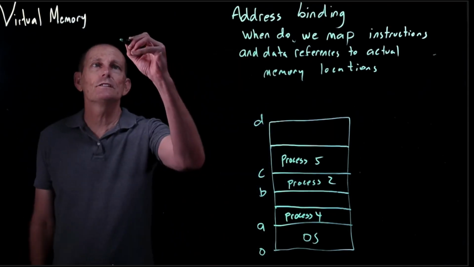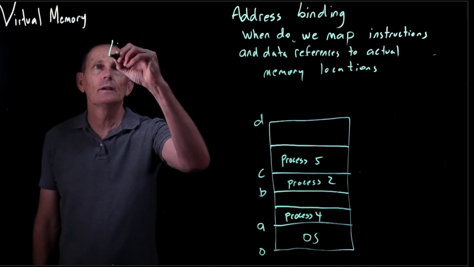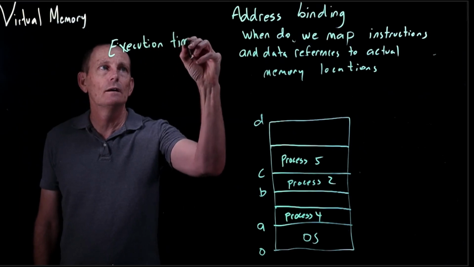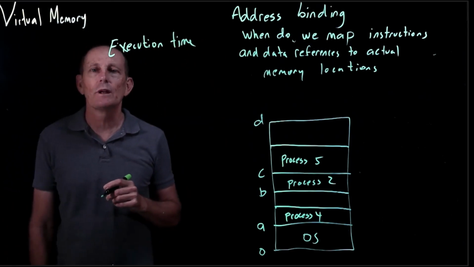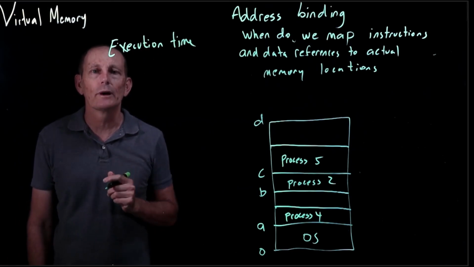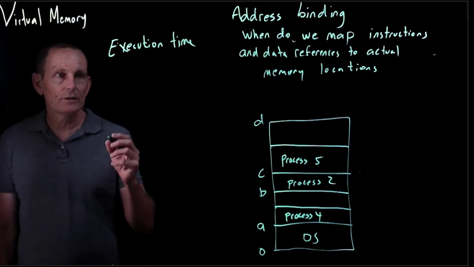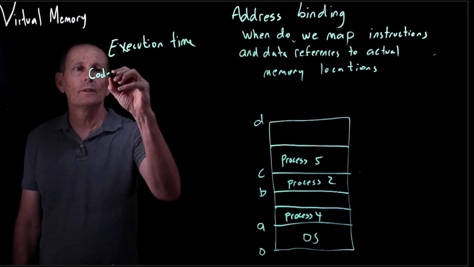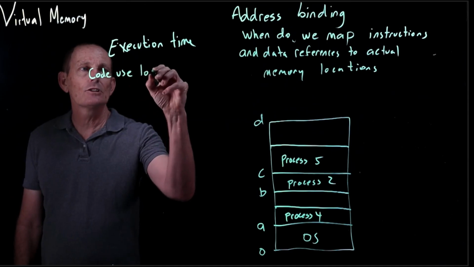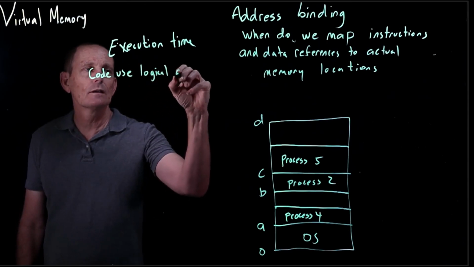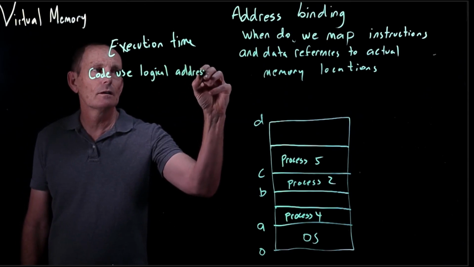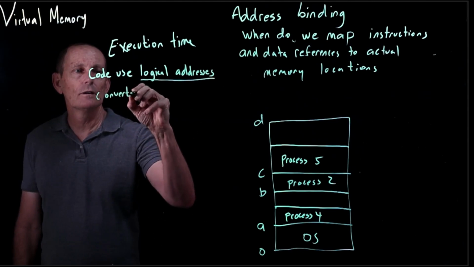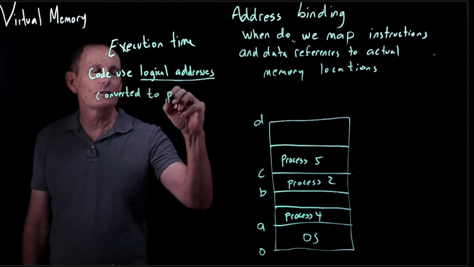Another alternative is to do this at runtime. In order to do it at execution time, we're going to need the help of a little bit of hardware. And that hardware is going to be called a relocation register. So what's going to happen is the code is going to use logical addresses, and these are going to get converted to physical addresses.